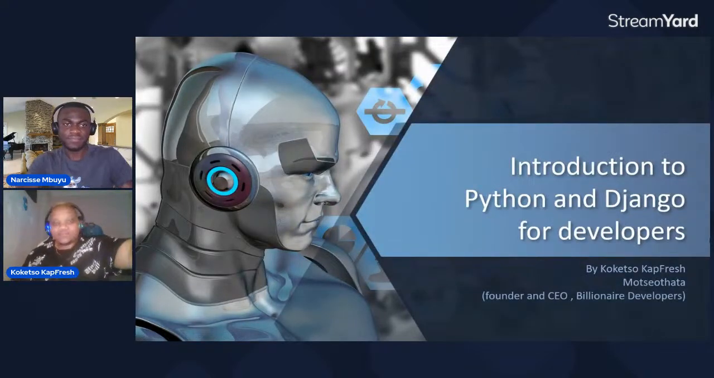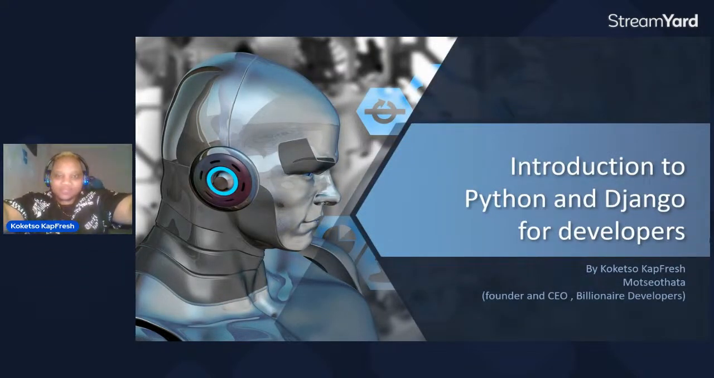So, without further ado, let me just quickly introduce myself and this whole series. This series is all about the introduction to Python and Django for developers. My name is Koketsu Mutsutada, also known as CapFresh. I am also the CEO and founder of a startup called Billionaire Developers, where we help newbies and novices come into the coding world, and we teach them how to code in Python. This is a four-part series, where I'm going to be teaching you everything you need to know about becoming a Python and Django developer, right?